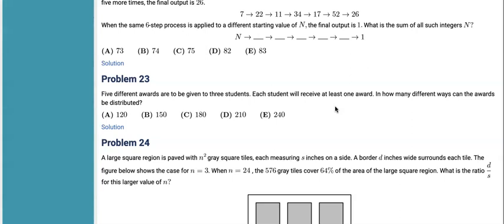So the answer should be 32 plus 32 plus 32 minus 1 minus 1 minus 1. Is that possible? It's got to be possible. That's 96 minus 3, which is 93. So 93 bad ways. 5 different awards, that should be 3 to the 5th. 3 to the 5th is 243 minus 93. That should be 150. So it should be B.